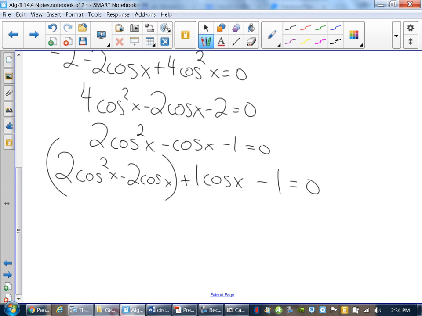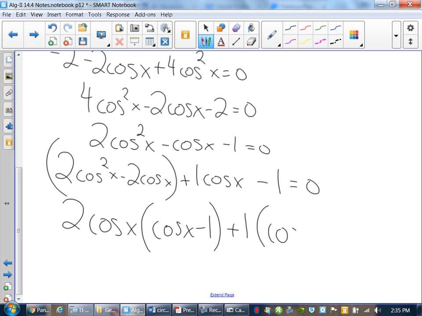So would you take out the cosine x and then be cosine x minus 1? Here I would take out the 2 cosine x. Yes, exactly. 2 cosine x, and I have a cosine x minus 1. And over here you have just a 1. As you can see, you're going to get 2 terms. You'll have a cosine x minus 1 equals 0 and a 2 cosine x plus 1 equals 0. You okay with that?